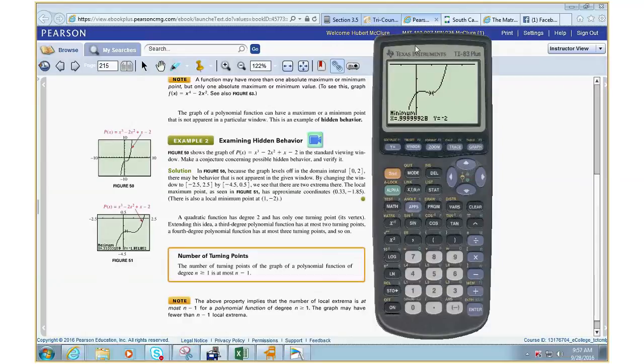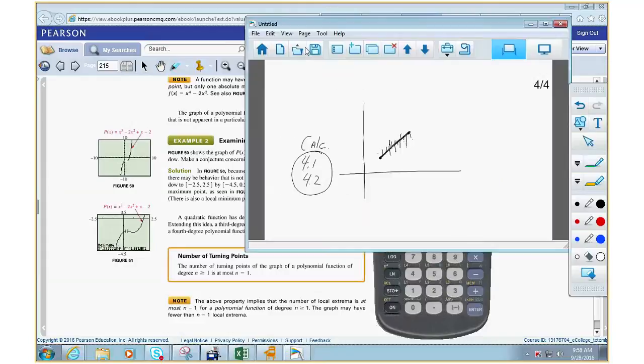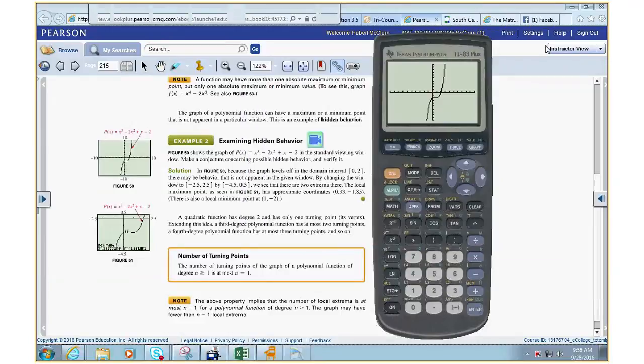Capiche? Well, why do they call it hidden? Because you don't see it when you just hit zoom standard. You can't see that little dip. A normal cubic function would look like that. There would never be any decrease. Exactly. So you got to watch for the cubic functions, because sometimes they'll have that hidden behavior in them. That's all there is to it.